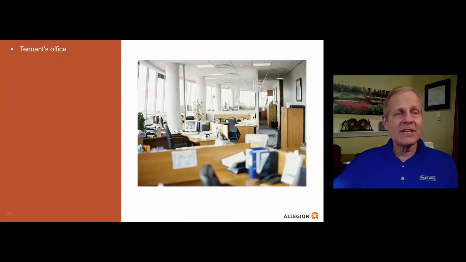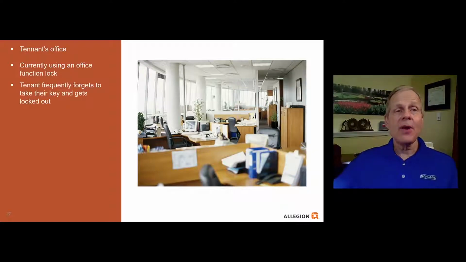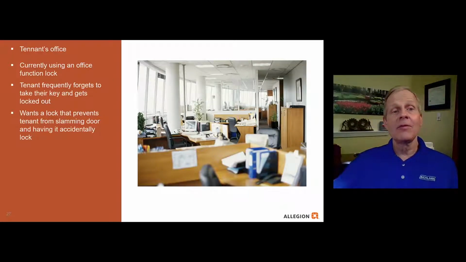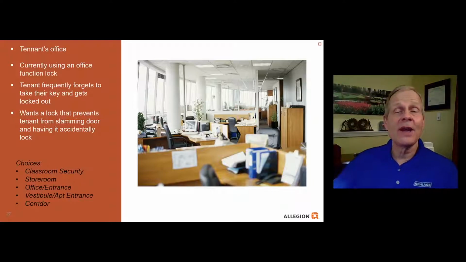Next application is a tenant's office. So we have a tenant inside an office building. They're currently using a standard office function. The problem is the tenant frequently forgets their keys and ends up locking themselves out of their office. So building management wants a lock that's going to help prevent them from getting locked out or having it accidentally locked. Which one of these choices do you think would help prevent that lock from being accidentally locked when they go out?